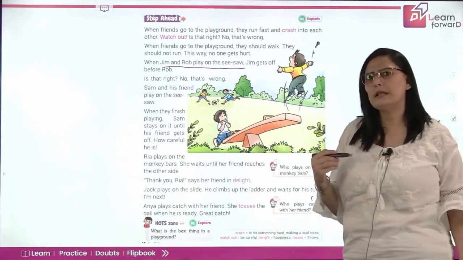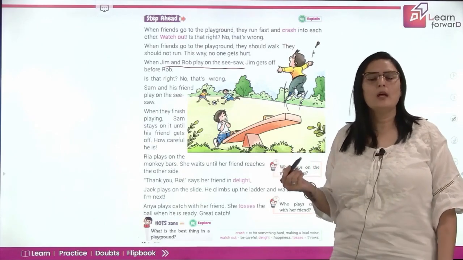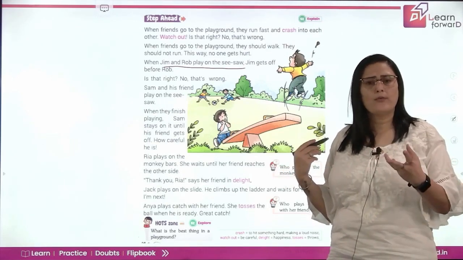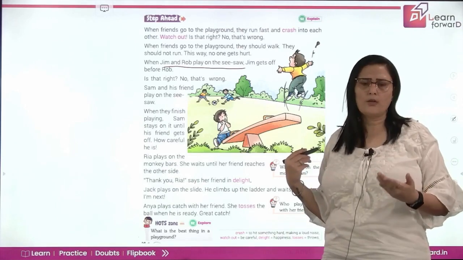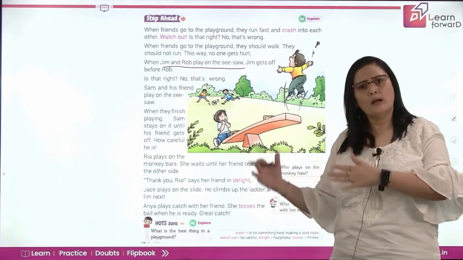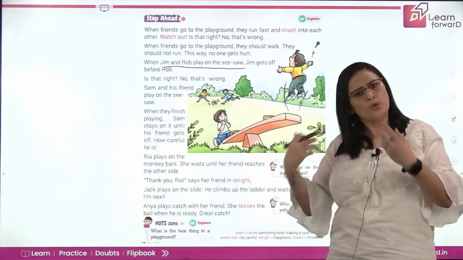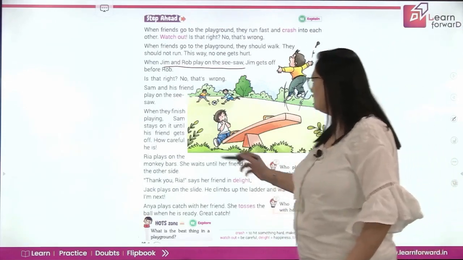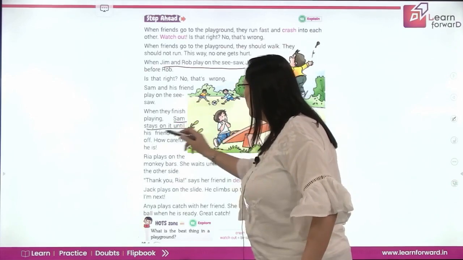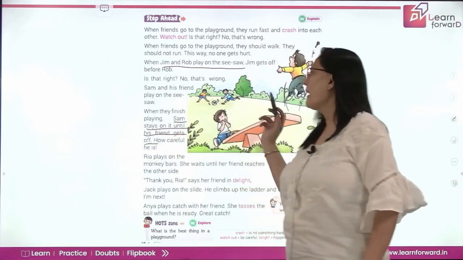How careful he is. So you have to be careful for the partner with whom you are sharing the seesaw. So once your friend is getting off the seesaw, you should wait patiently and then you too can get down. Okay, so we will underline this also because we might get this in the MCQ.